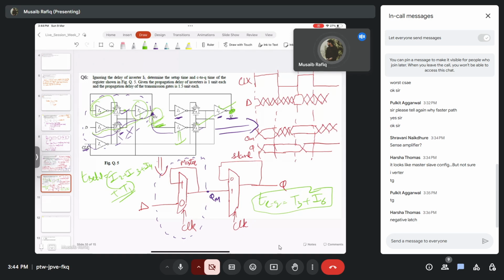Can anyone tell me why I haven't considered this inverter's delay in the propagation delay time, the clock to Q time? I define propagation delay as the time it takes for QM to reach Q. It passes through I3 and I5 as well, but I haven't taken it into consideration. Why?